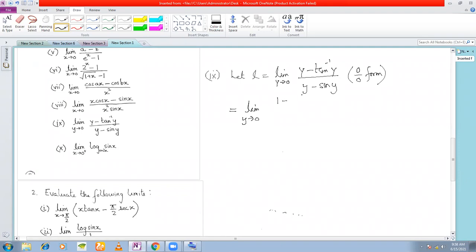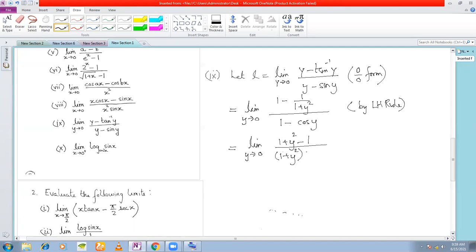For the first one, you get 1 minus 1 by 1 plus y square. And for the denominator, you get 1 minus cos y. Okay, this is by L'Hospital's rule. I simplify this. Take the LCM in the numerator. You will get 1 plus y square minus 1 divided by 1 minus cos y.